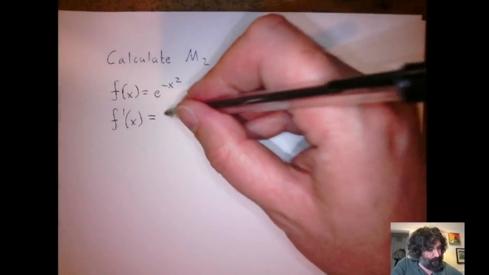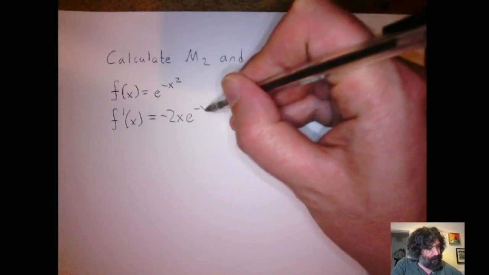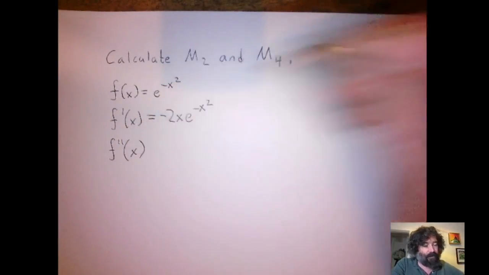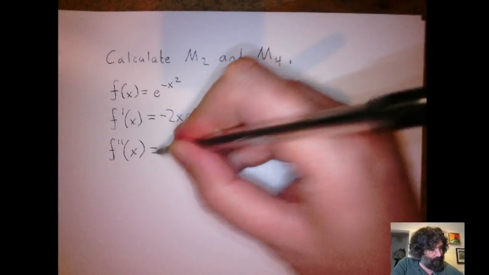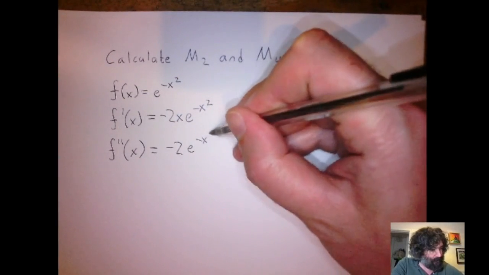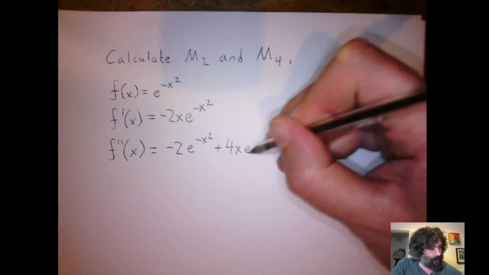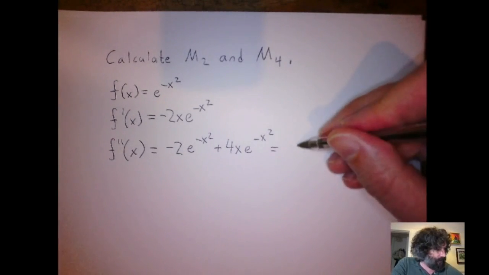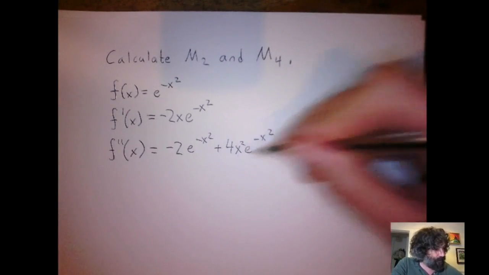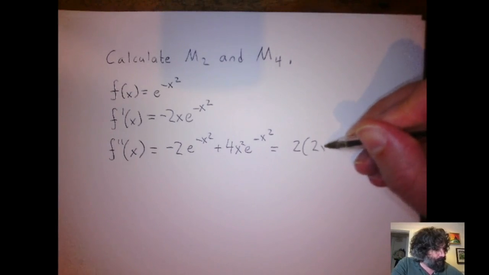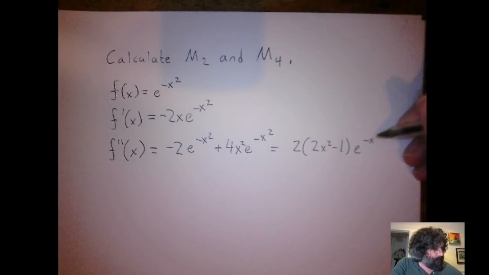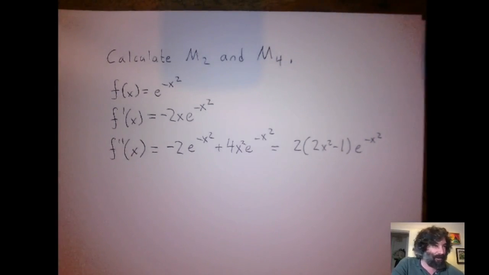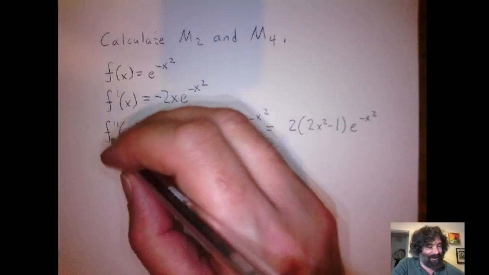So the first derivative is negative 2x e to the negative x squared, using the chain rule. And for the second derivative, we need to use the product and chain rule. So we get negative 2 e to the negative x squared plus 4x squared e to the negative x squared. And let's see, we could combine those together and factor out 2. So that's 2 times 2x squared minus 1, times e to the negative x squared. Okay, so up to the second derivative is not too hard. Actually, it gets a bit technical once we start calculating the higher derivatives.